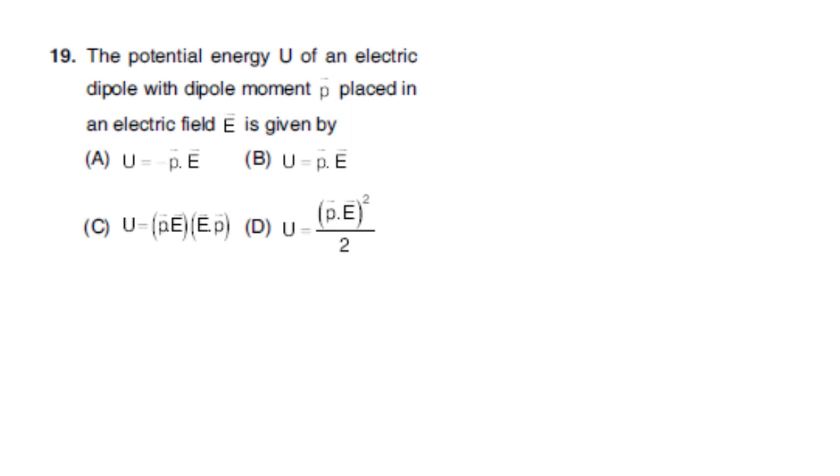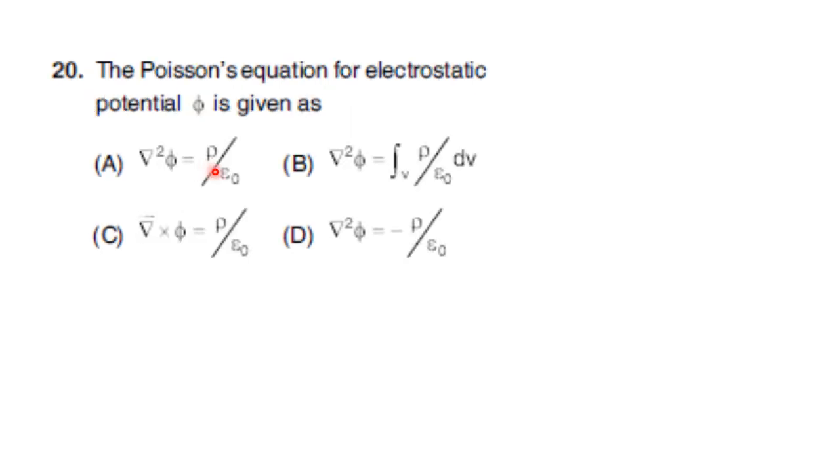The potential energy U of an electric dipole with dipole moment P placed in an electric field E is given by, so it is a direct question, U is equal to minus P dot E. The Poisson's equation for electrostatic potential phi is given as the divergence del dot E is equal to rho upon epsilon. This is from Maxwell's equations, and we know that E can be expressed in terms of the scalar potential phi as minus gradient phi.